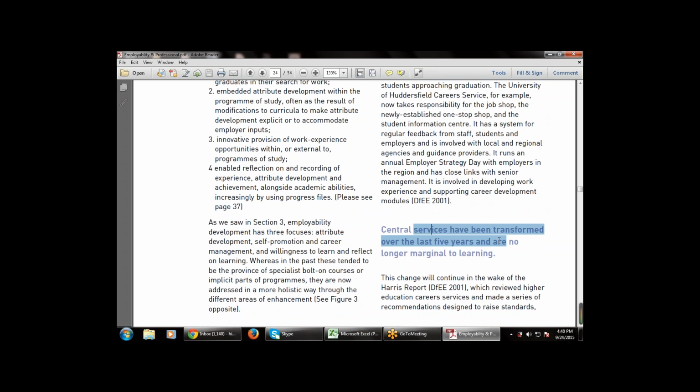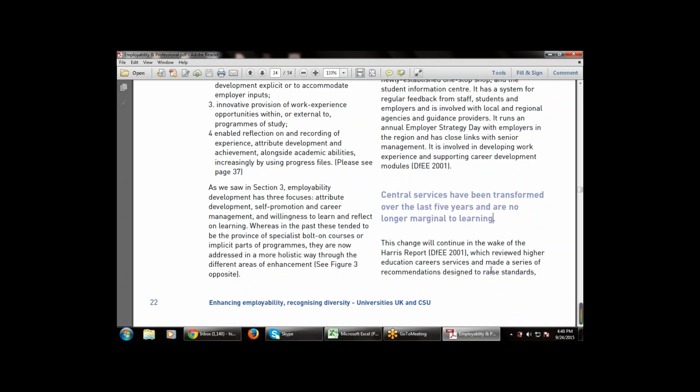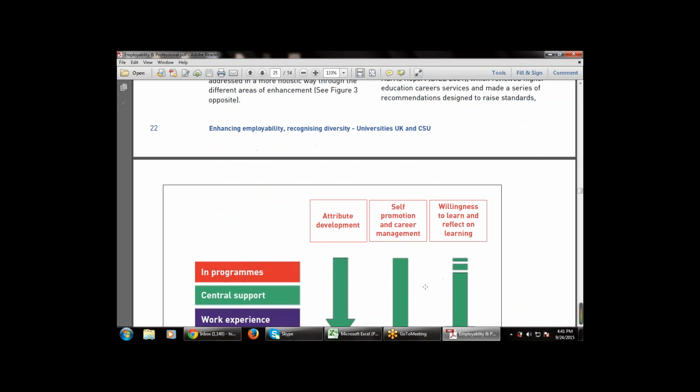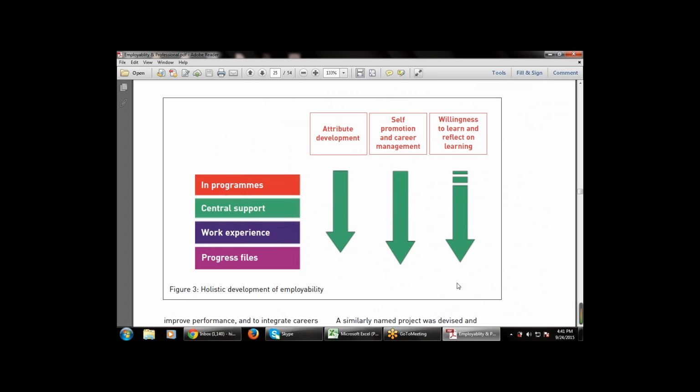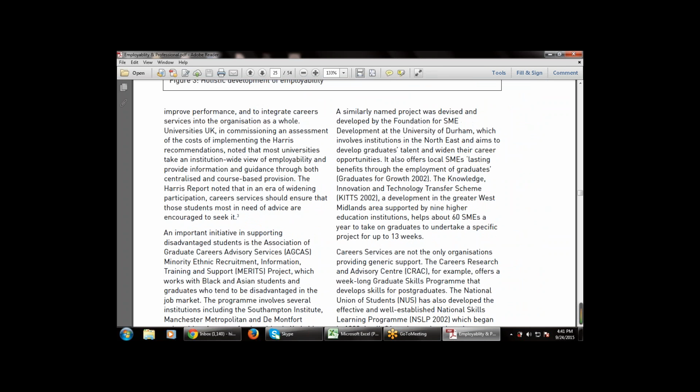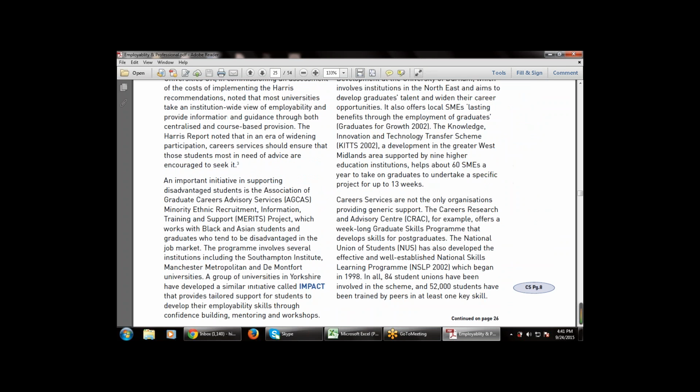The central services have been transformed over the last 5 years, and they are no longer marginal to learning. That change is highlighted in the Harris report that reviewed the higher education service and made a series of recommendations. So this is the holistic development of employability: attribute development, self-promotion and career management, then willingness to learn and reflect on learning. And these are the various examples.